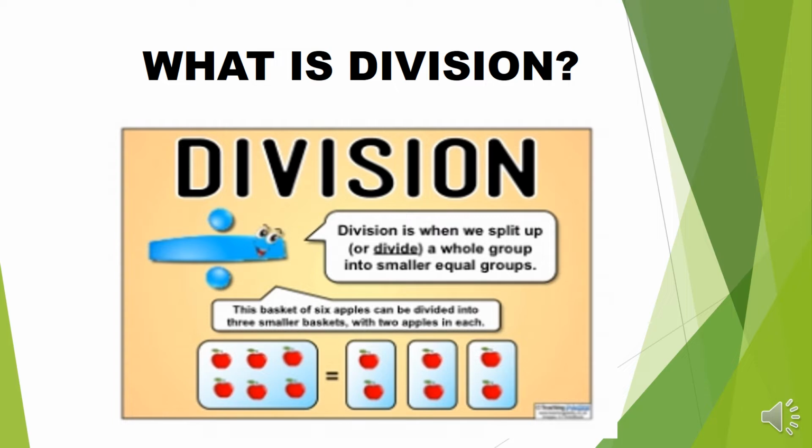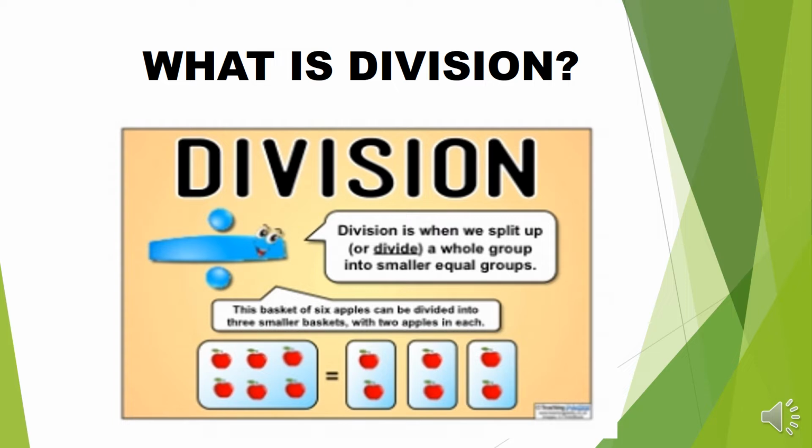First of all, coming to the definition of division, what is division? Division is when we split or divide a whole number into groups or smaller groups. Division is basically the distribution of things among groups. When we have to distribute things equally among groups, this is called division.